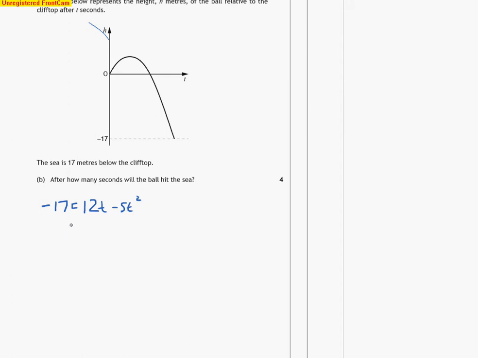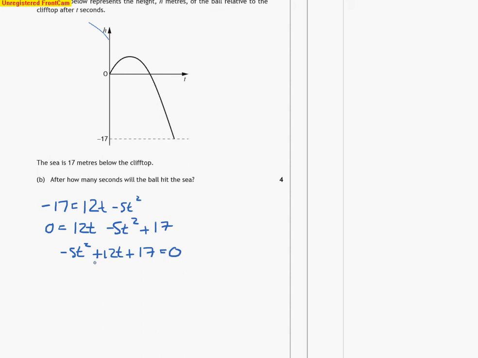Why don't we put all our terms onto one side? So we'll call this 0, and we'll move the 17 over. So we'll get 12t minus 5t squared plus 17, because we're doing the opposite. Now again, this is starting to look familiar, isn't it? This is starting to look like a quadratic. Now let's put our terms in order of indices. So minus 5t squared plus 12t plus 17 is equal to 0. I'm happy with that.